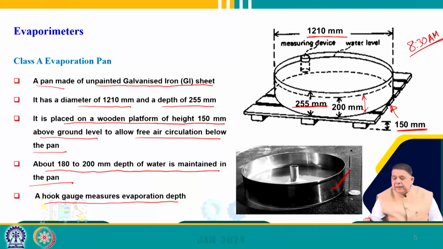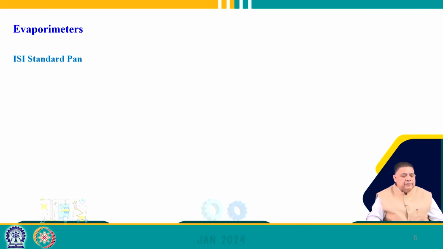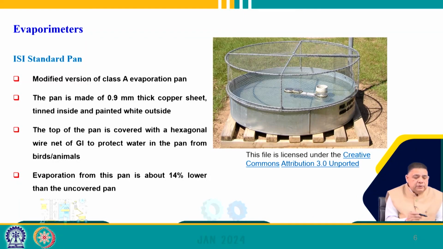And when we make the recording at 8:30 a.m., that is the value recorded for evaporation for the previous 24 hours, as in the case of non-recording rain gauge. The next evaporimeter which is very popularly used is the ISI standard pan.